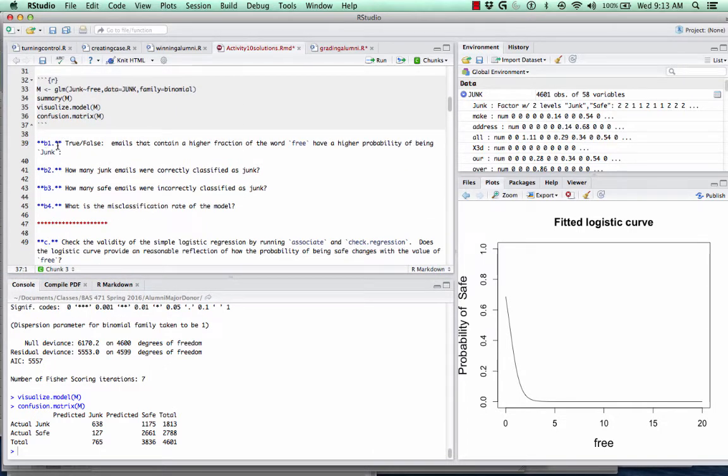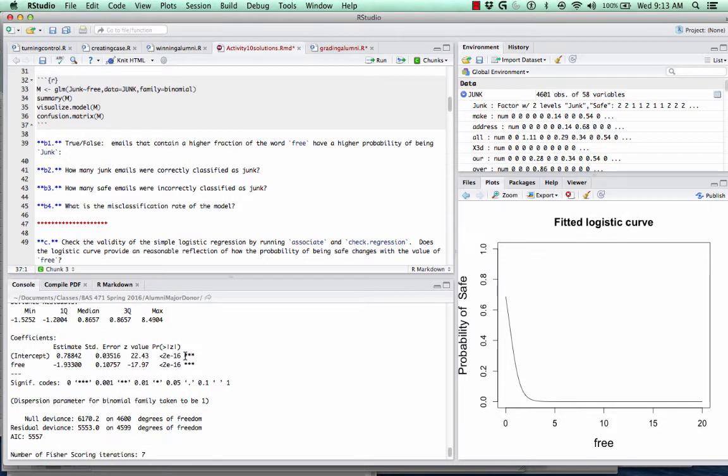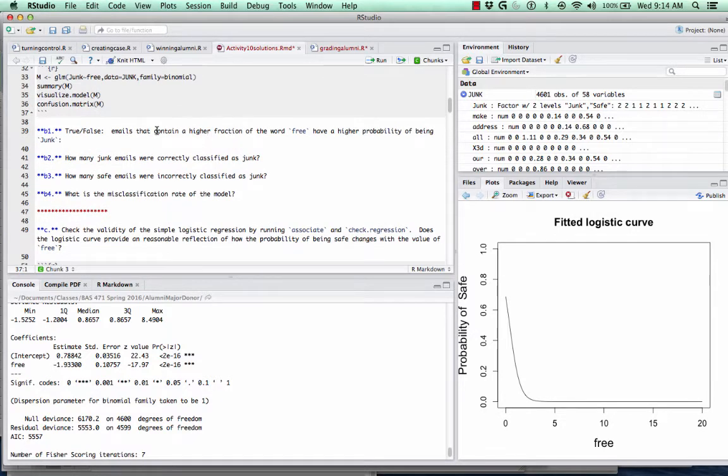Part B1 says true or false, emails that contain a higher fraction of the word free have a higher probability of being junk. We can answer this by either looking at the output or looking at the plot, and I think looking at the plot is always easier. What we notice is that if we compare two emails, the one with the larger value of free has the smaller probability of being safe, or in other words, the larger probability of being junk. So emails that contain a higher fraction of the word free have a higher probability of being junk. So yes, this is true.